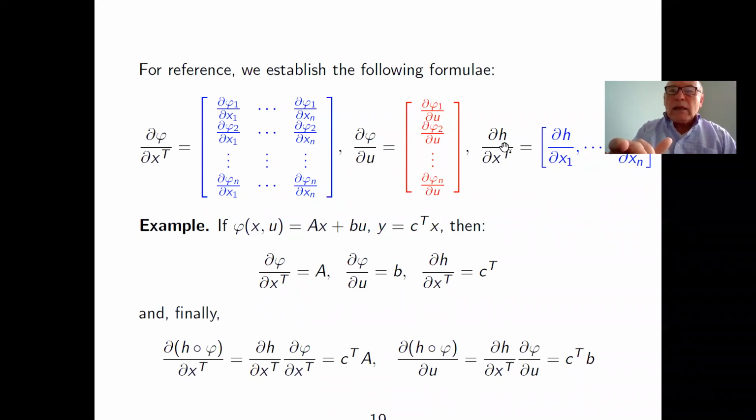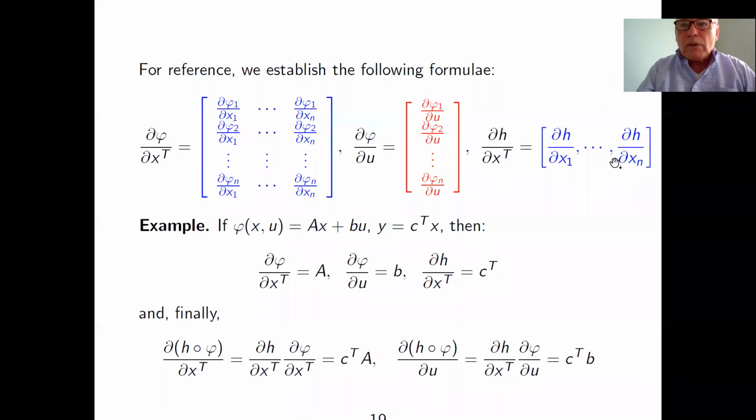And h is a scalar function of x, so the gradient of h with respect to x is just this row vector of the derivatives of h with respect to each one of the components of x. These three things will pop up very frequently in what we are going to say in the next slides. So it's good to have a reference that lets you know in terms of components what all these partial derivatives mean.